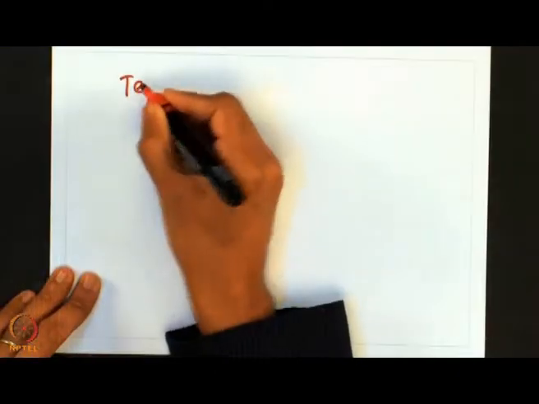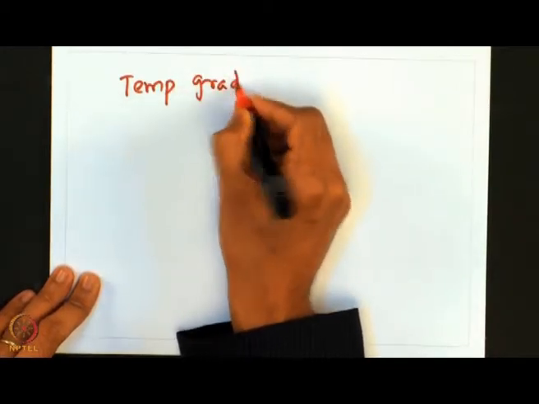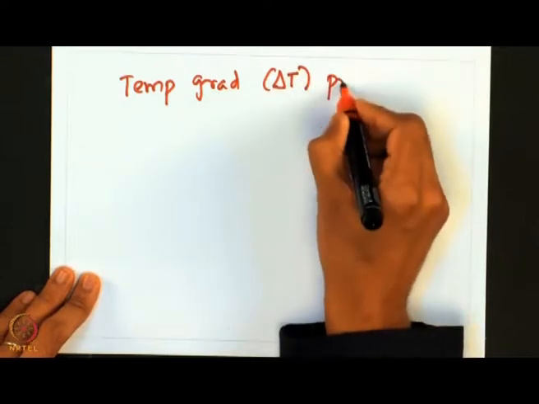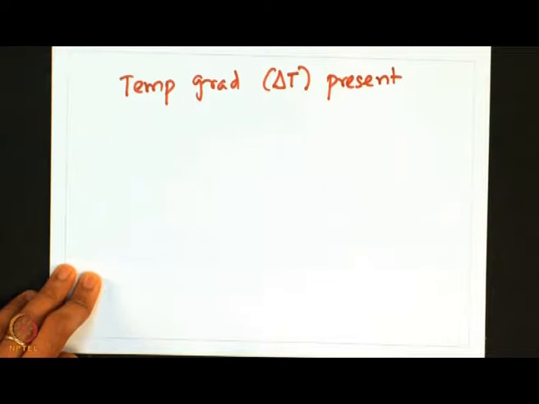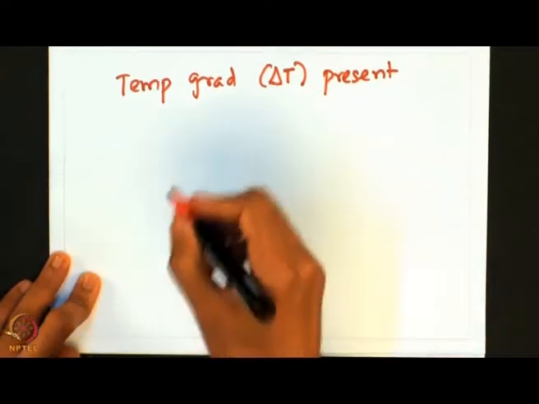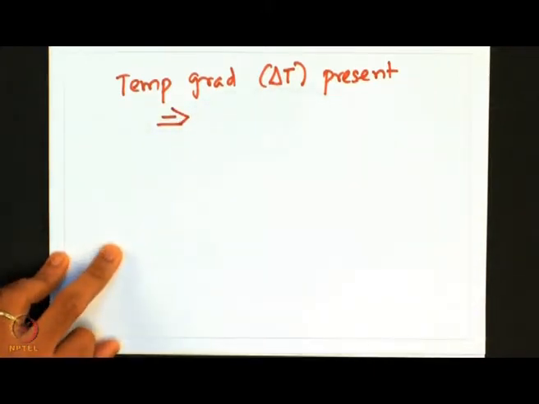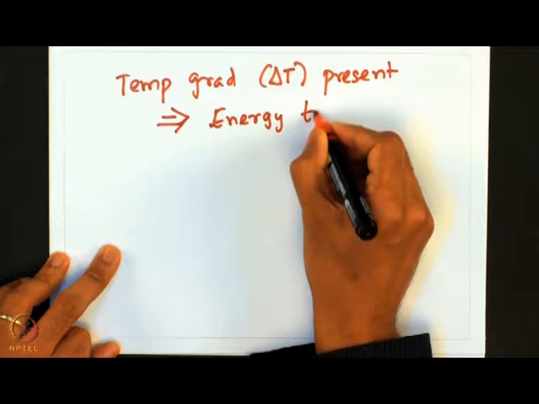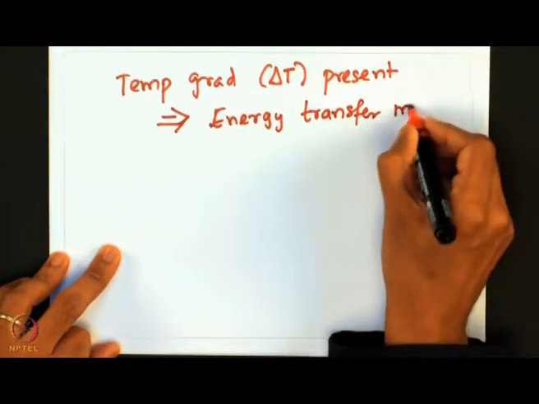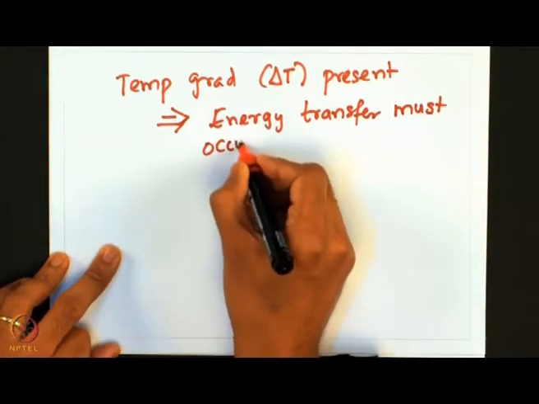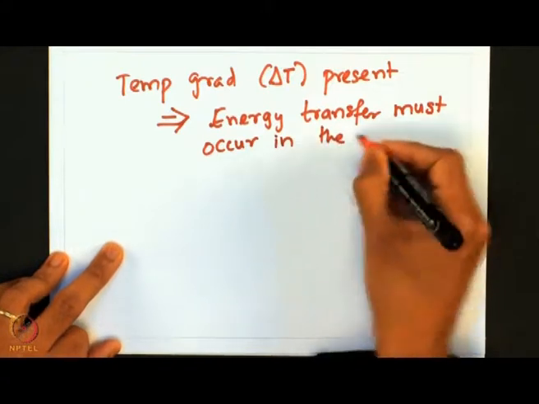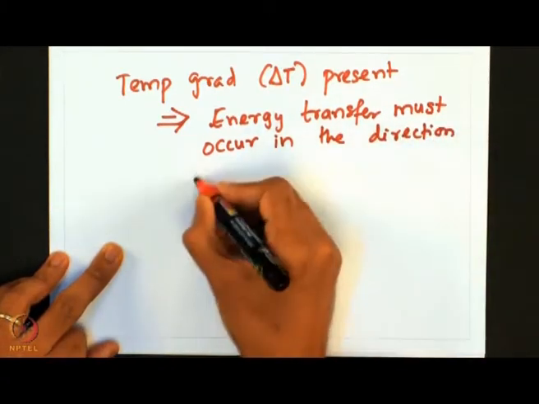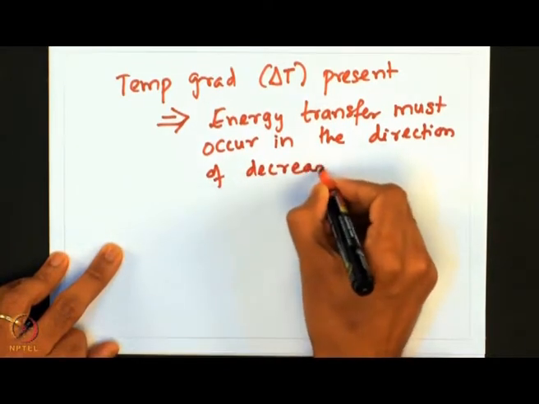Now, in the presence of a temperature gradient, what happens is that the energy transfer must occur in the direction of decreasing temperature.